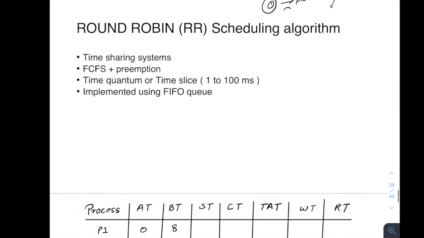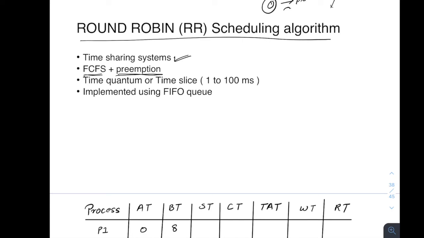Okay, let's move on to the last one, the round robin scheduling algorithm. This is mostly used in time sharing operating systems. I will explain why. This is basically a combination of FCFS and preemption. In FCFS, if you remember, there was no preemption. Here in round robin, FCFS is followed along with preemption.